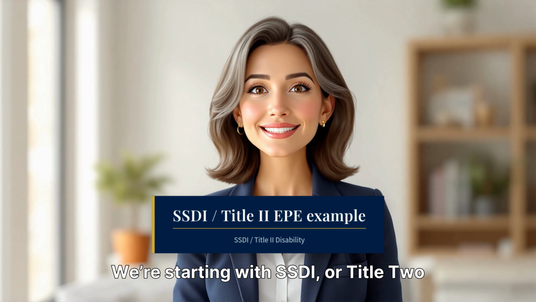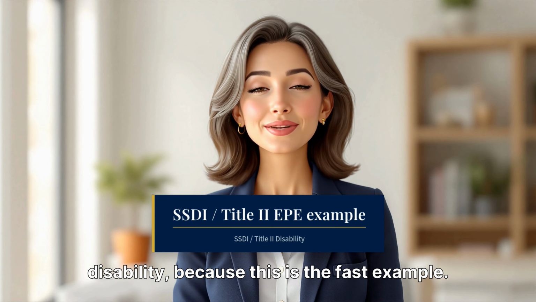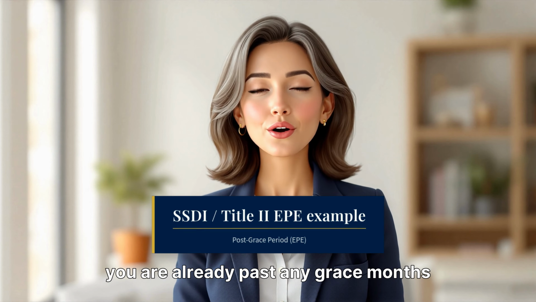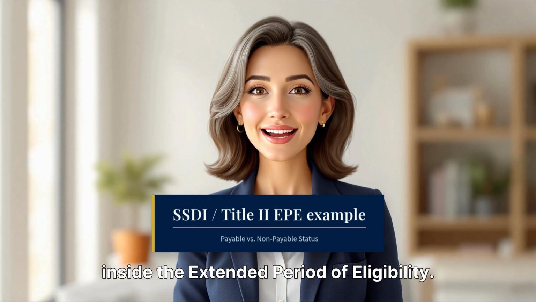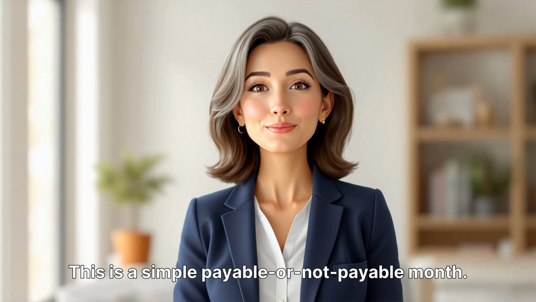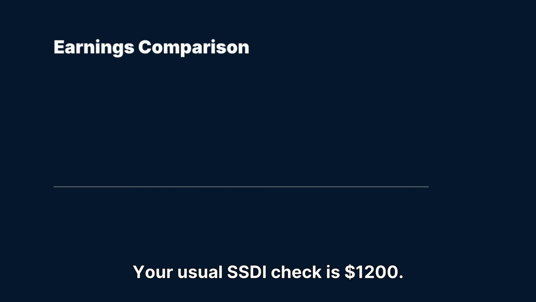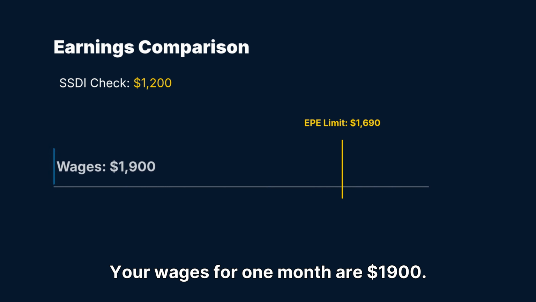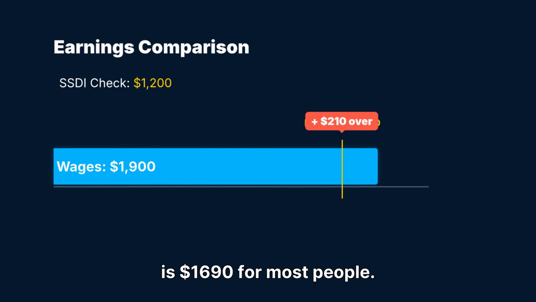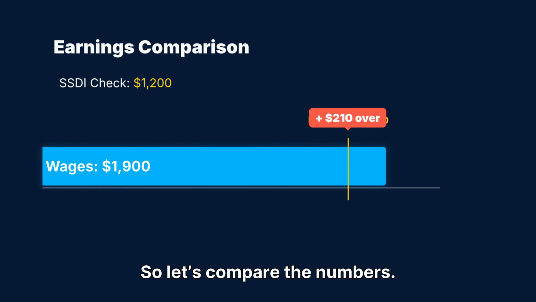We're starting with SSDI or Title II disability because this is the fast example. And to keep this example clean, assume you are already past any grace months inside the extended period of eligibility. This is a simple payable or not payable month. Here are the numbers. Your usual SSDI check is $1,200. Your wages for 1 month are $1,900. And in 2026, the EPE earnings limit is $1,690 for most people.